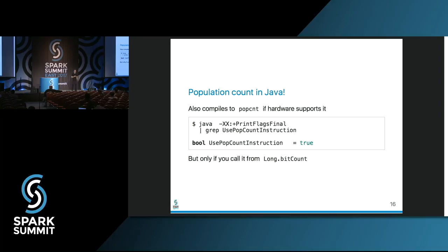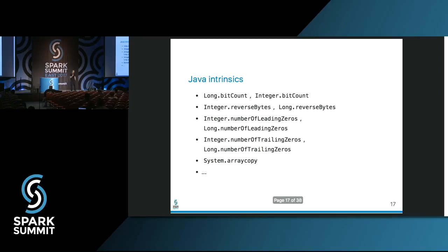But there's a trick to it, which is that you have to call it specifically from Long.bitCount. If you write your own function, the Java compiler is not going to recognize it, and it's going to be slow. But if you call Long.bitCount, then it's going to be fast. And that's because it's an intrinsic, and you have a bunch of them, and they're fairly important to know if you're doing some high performance indexing. And they're a bit tricky because not all of them actually get converted to a really fast instruction. You have to check on the hardware you're working on whether they do get converted to a fast instruction. But when they do, it's really brilliant.